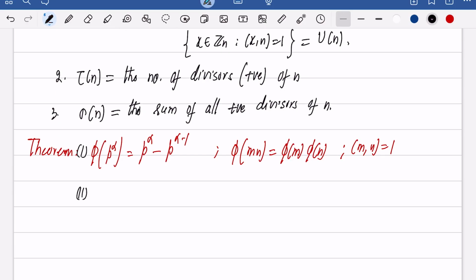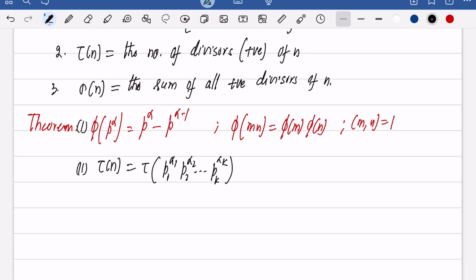The second one is tau n, which is equal to tau of p1 power alpha 1, p2 power alpha 2, and so on, pk power alpha k. So we must have a prime factorization of n. Then tau n is equal to alpha 1 plus 1 into alpha 2 plus 1 into alpha k plus 1. That means we just have to take the powers, add 1 to every power and multiply all the numbers. That gives us the number of divisors of n.